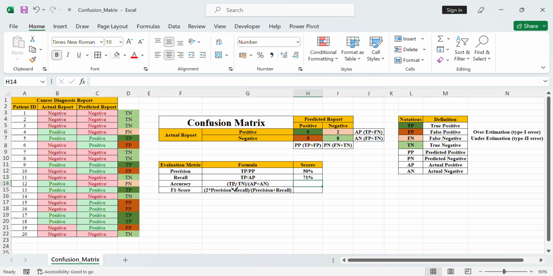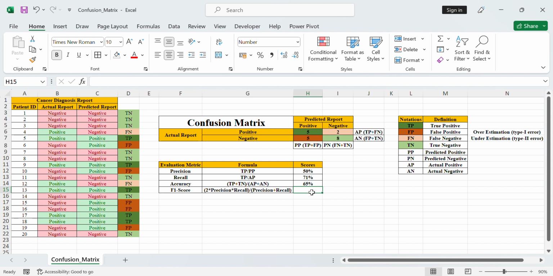Accuracy is TP plus TN. That is TP, this is TN. Truly predicted as positive plus truly predicted as negative, divided by AP plus AN. This is actual positive plus actual negative. This is nothing but the total data points. Okay, so let's calculate this. TP plus TN divided by total, which is 20. So enter, this is 65% accuracy.